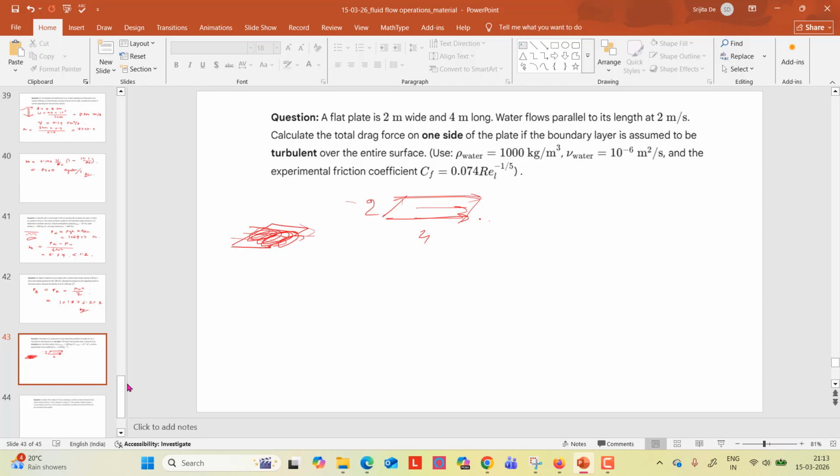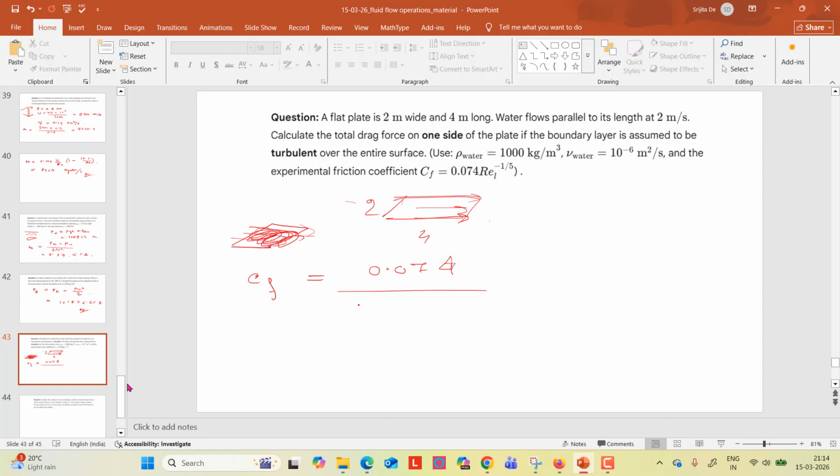So for boundary, we have calculated. So it is 0.074 or 0.075, whatever you can take. Because it is coming close in between 0.074 and 0.075. Okay. So you can take any of them. So for turbulent flow, we have derived that coefficient factor is 0.074 divided by Re_L to the power minus 1/5.